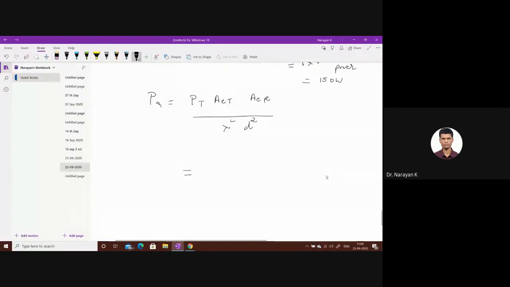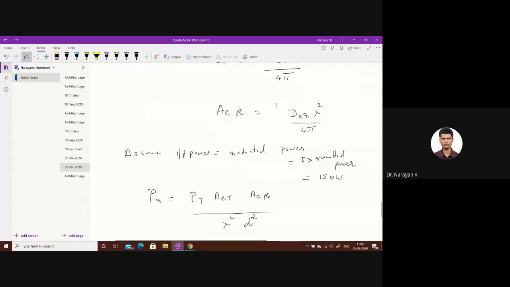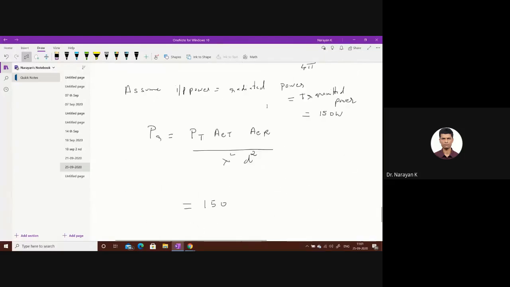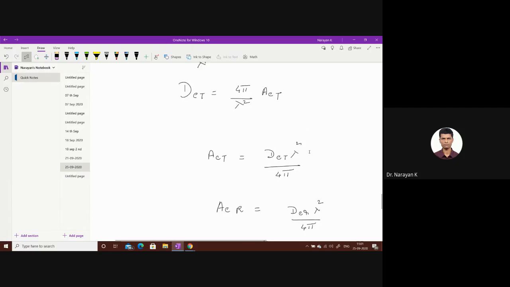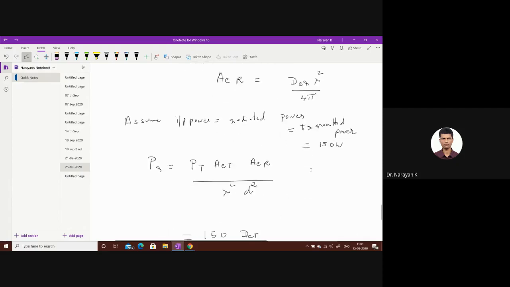So what should I write here? Power transmitted is 150. What is the effective aperture of the transmitting antenna in terms of directive gain? A_ET. Okay, so what will happen here? Lambda square is there.